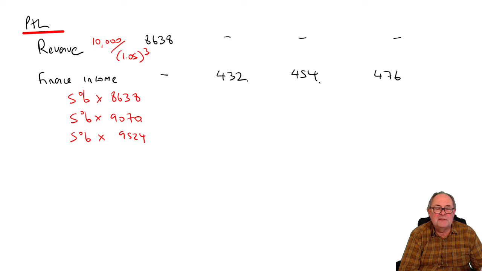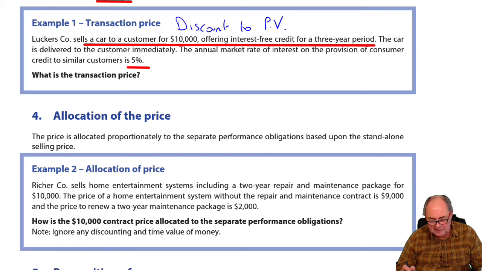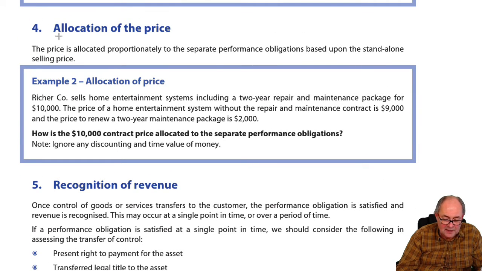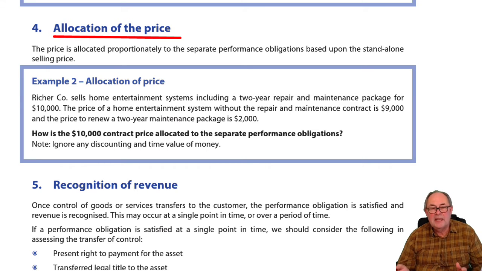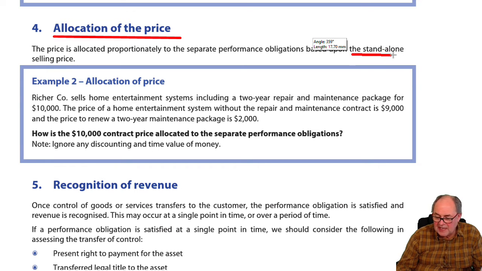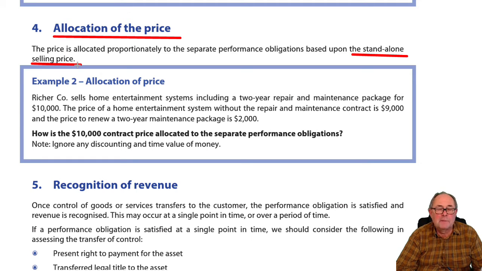Step 1, identify the contract. Step 2, identify the performance obligations. Step 3, identify the price. Step 4, if you've got a series of obligations and a single price, we now need to allocate the price to the obligations. And again, if given no other information, as it says here, use the standalone selling price of each of the products that we're offering. Pause the recording, please, and read example 2.